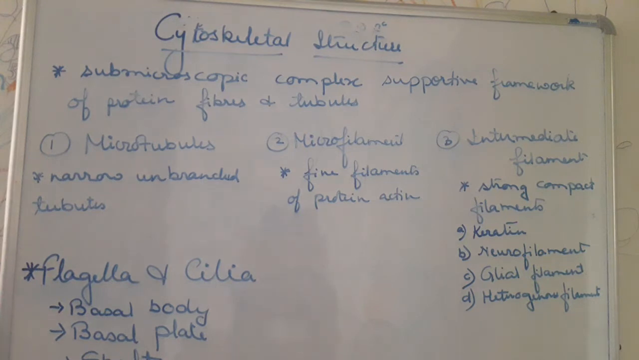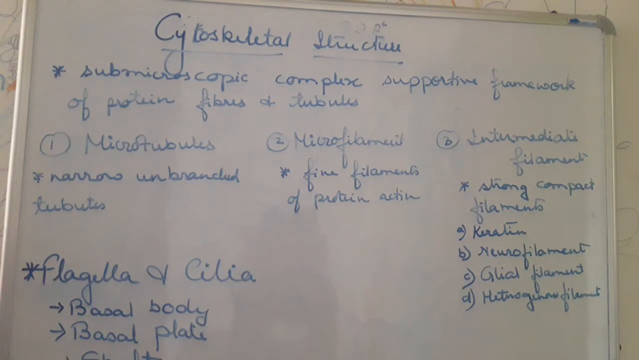The heterogeneous filament, which are an intermediate filament found in the muscles, okay, and it is again divided into 3 types: the synemin filament, vimentin filament and desmin filament. Okay, so these are the 3 basic types of the cytoskeletal structure or the cytoskeleton of a eukaryotic cell: microtubule, microfilament and intermediate filament.